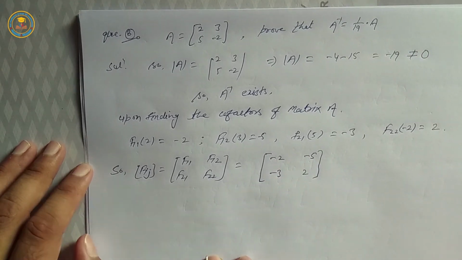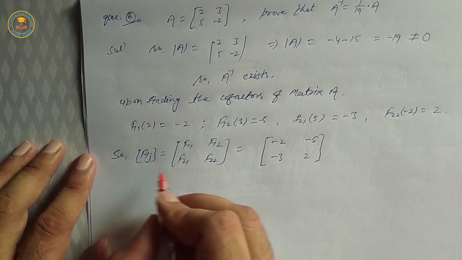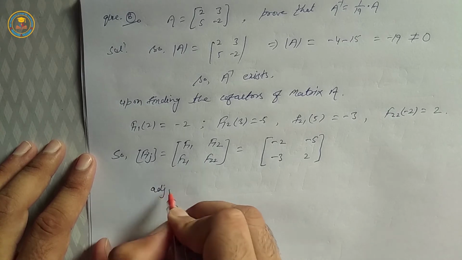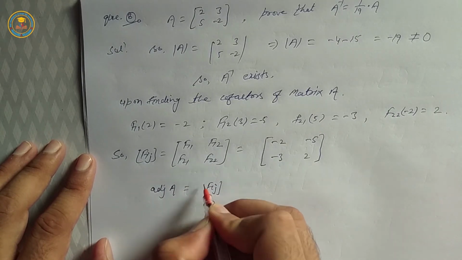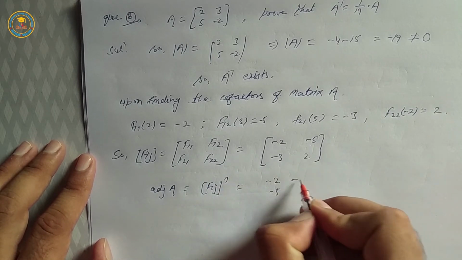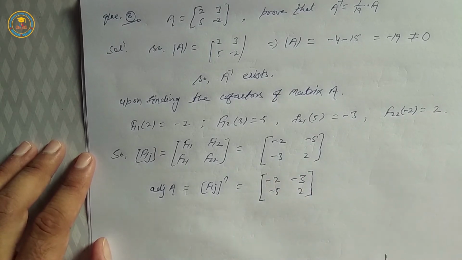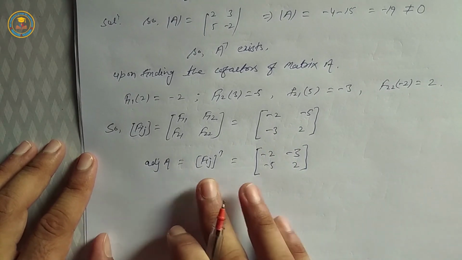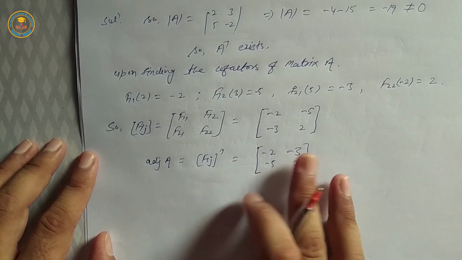Okay. Adjoint A is equal to the transpose of matrix Fij, which is -2, -3, -5, 2.